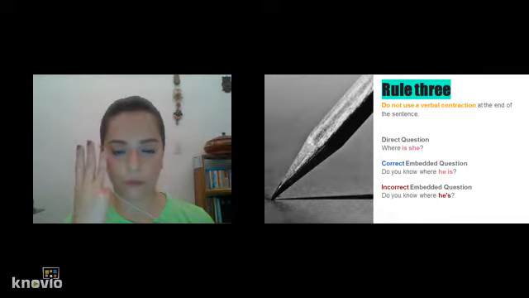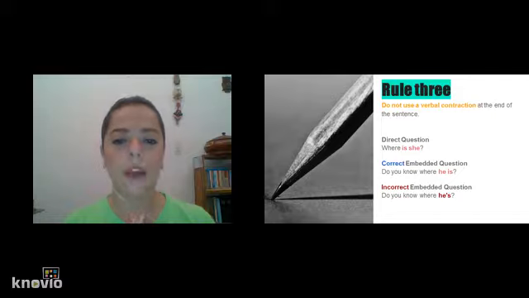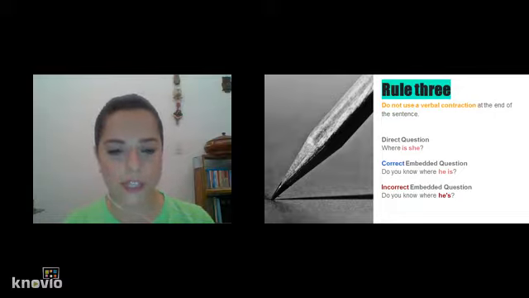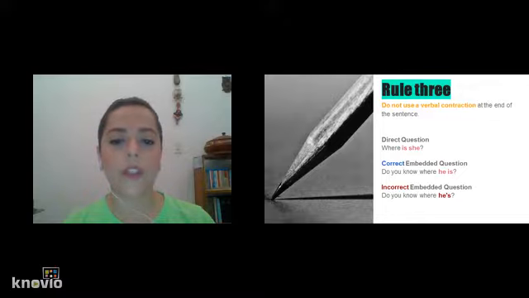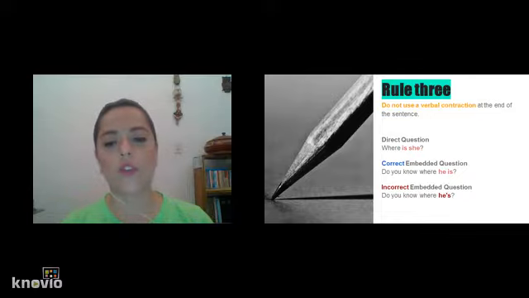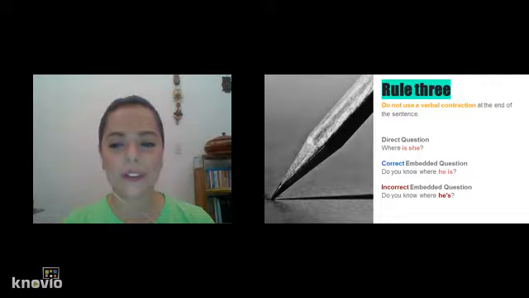Rule 3. Do not use a verbal contraction at the end of the sentence. So, when the direct question would be, where is she? The incorrect way, and we used to do it this way, is, do you know where she's? And the correct way we could embed this question could be, do you know where she is?